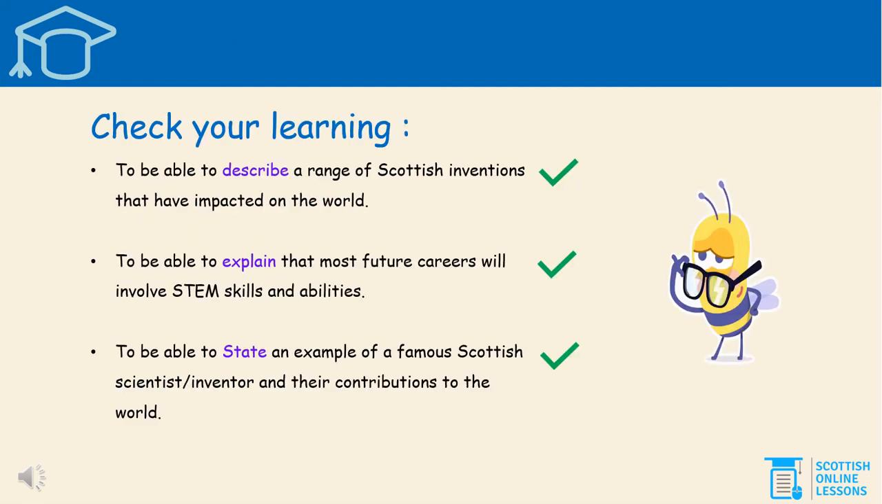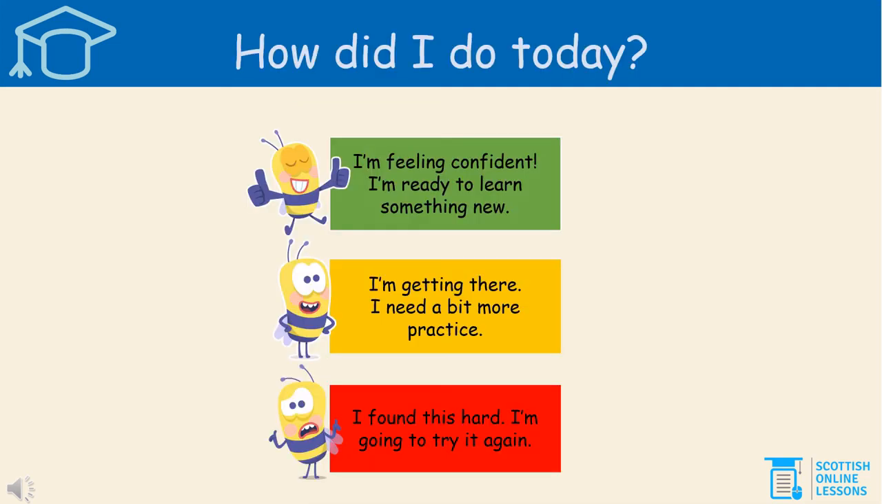In order to assess your learning for this lesson, you should compare it to the success criteria for the lesson. By this point, you should be able to describe a range of Scottish inventions that have impacted on the world. You should be able to explain that most future careers will involve STEM skills and abilities. And you should be able to state an example of a famous Scottish scientist or inventor and their contributions to the world. So let's ask ourselves, how did I do today?